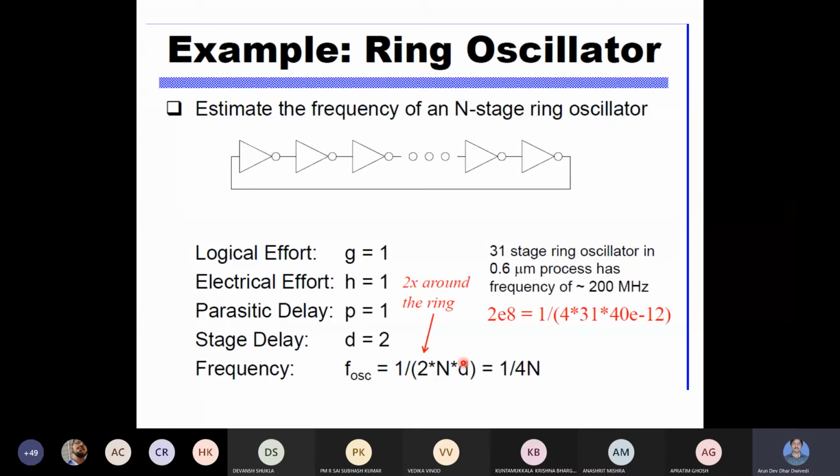So with this, if you want to find out, for suppose, a 31 stage ring oscillator in 0.6 micrometer process technology, then the frequency will be of the order of 200 megahertz. This is the value, and accordingly all the things put together, then 200 megahertz is coming. So for some typical 31 stage ring oscillator, 200 megahertz frequency is coming. With the help of this logical effort, it is possible to calculate the frequency.